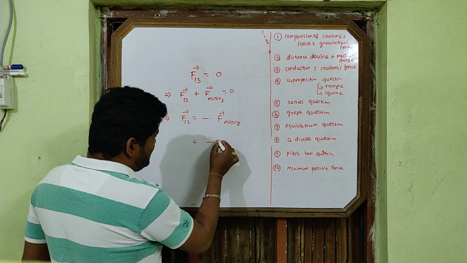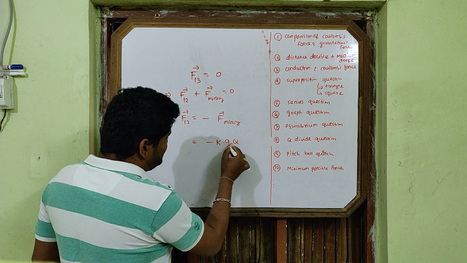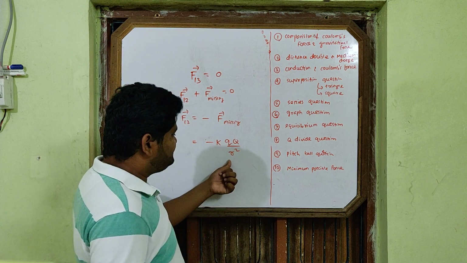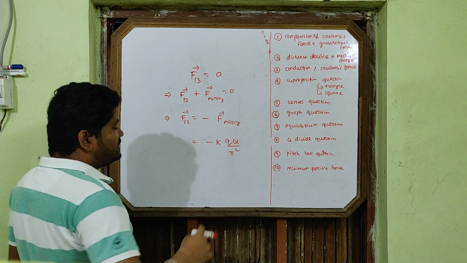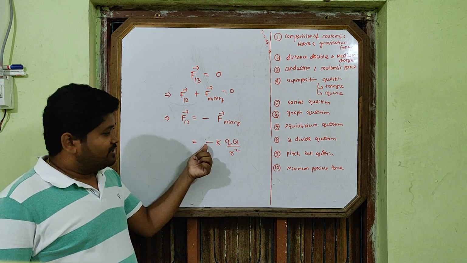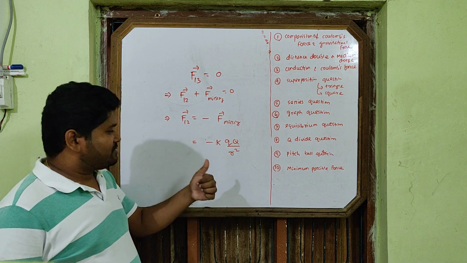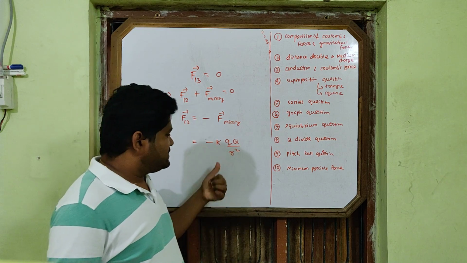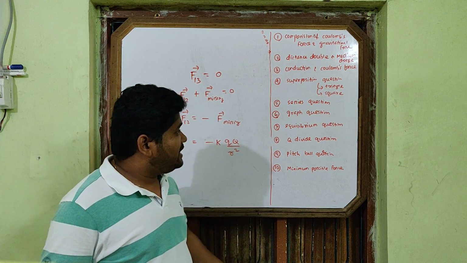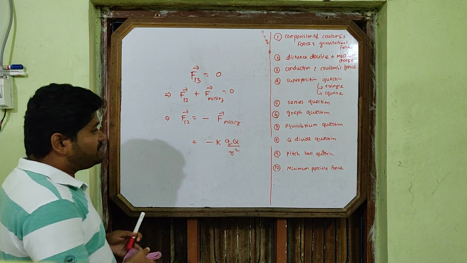From the missing charge we find KQq by R square, where R is the distance from the vertex to the center. But the direction will be just opposite, so I will give the minus: minus KQq by R square. Accordingly we will decide the direction of that. So these are the questions related to the superposition principle.